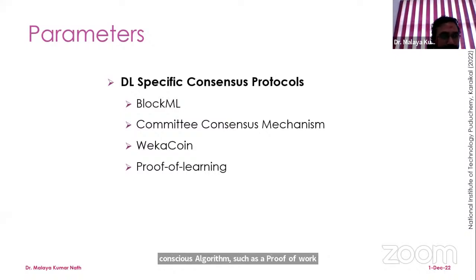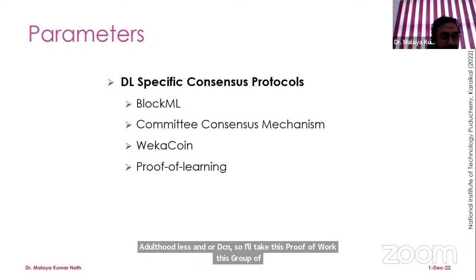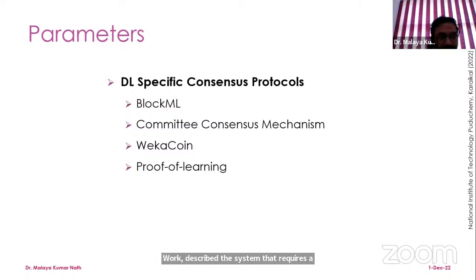Proof of work describes a system that requires a non-insignificant but feasible amount of effort to discourage frivolous or malicious uses of computing power, such as sending spam emails or launching denial of service attacks. So these DL-specific consensus algorithms basically include BlockML, commit consensus mechanism, WekaCoin, and proof of learning. So what is BlockML?